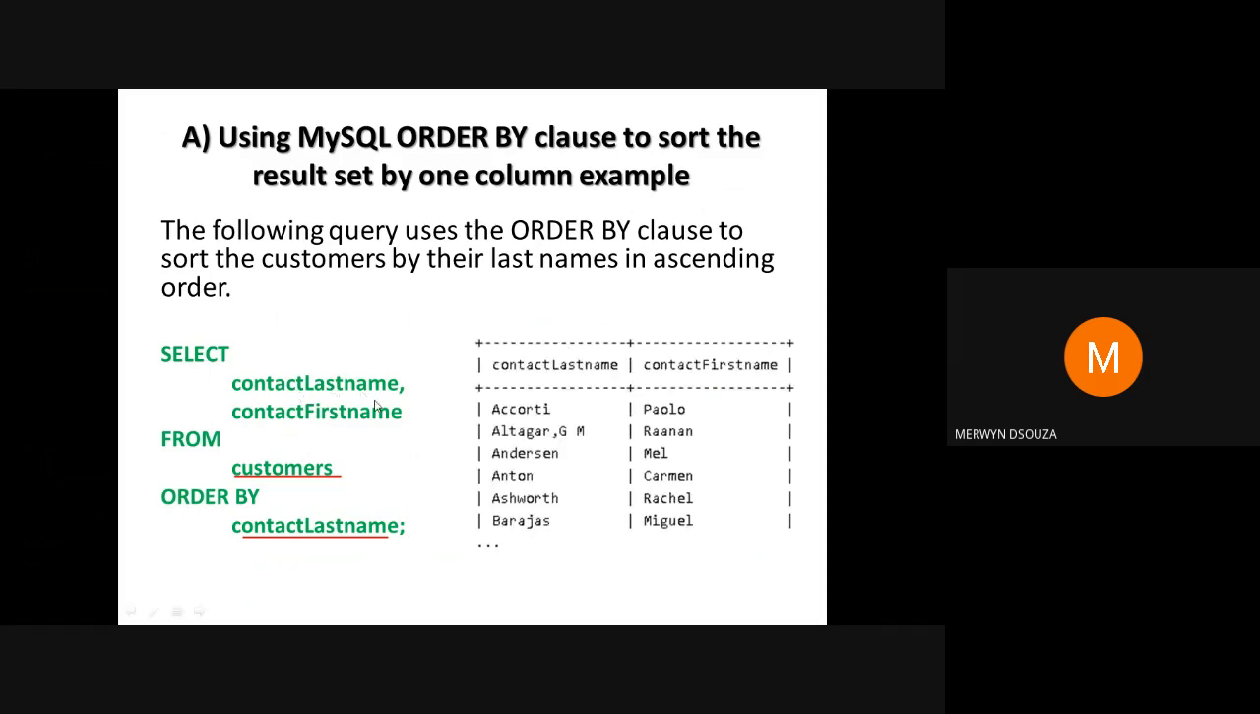The last name and the first name of the contacts are displayed, and we have sorted all the data on the contact last name. When we don't specify whether it's ascending or descending, remember the sorting will be done in ascending order. You can see here the contact last name has been sorted in ascending order. We start from A, all the last names in A, and then we go to B, and so on. So all the contacts have been sorted in ascending order.